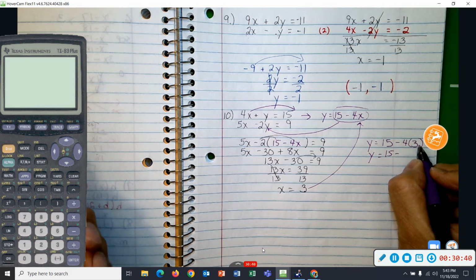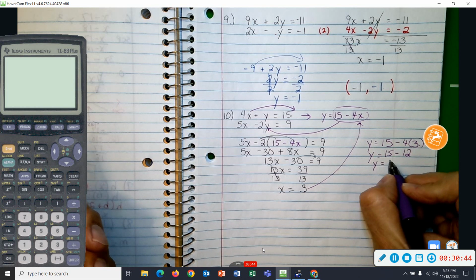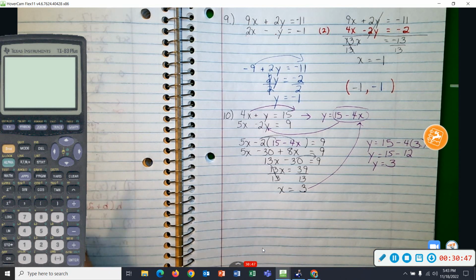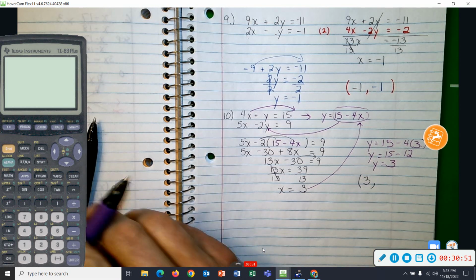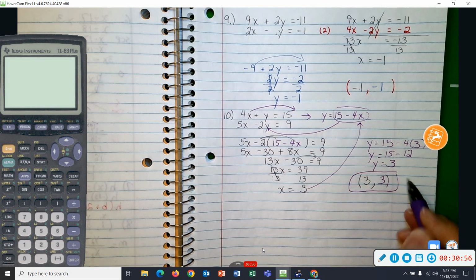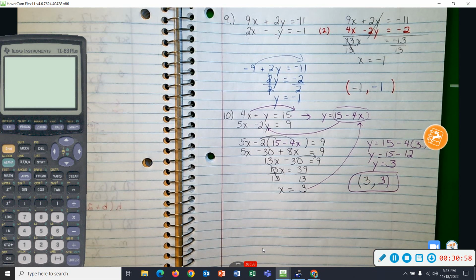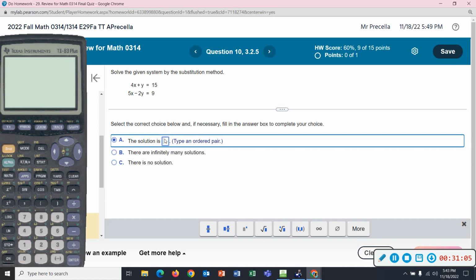If you plug in the 3 for x, 4 times 3 is 12. So we have an ordered pair, black 3, comma, purple 3. Again, they won't always be the same number. That's a rare event. Ordered pair is parentheses 3, comma, 3, close parentheses.